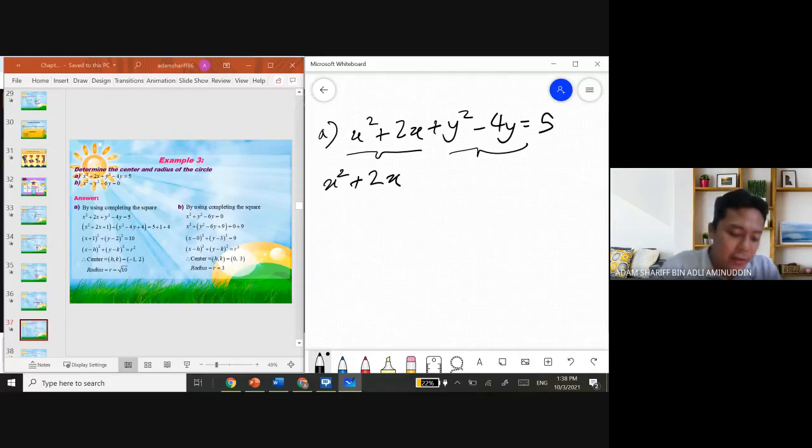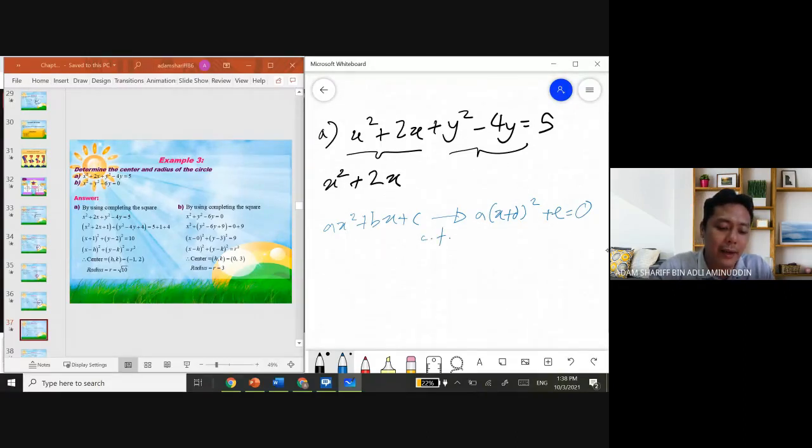You want to change this form, ax squared plus bx plus c. The completing of square will change it into this form, a(x plus d) squared plus e equals 0. Kita nak tukarkan dia kepada bentuk ini menggunakan completing the square. So what is the variable d here? d is given by b over 2a, and the value of e is c minus b squared over 4a.